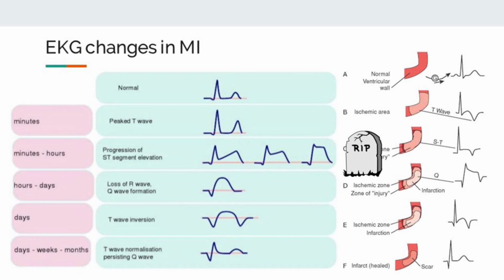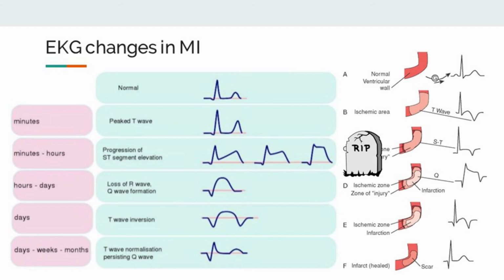The shape of the EKG continues to change over hours and days: the loss of the R wave, Q wave formation, T wave inversion. After days, weeks, and months, you see the T wave becoming normal again, but also a deep Q wave that continues to persist. One of the ways that you can tell that someone has had a heart attack in the past is when you see a deep Q wave on their EKG.